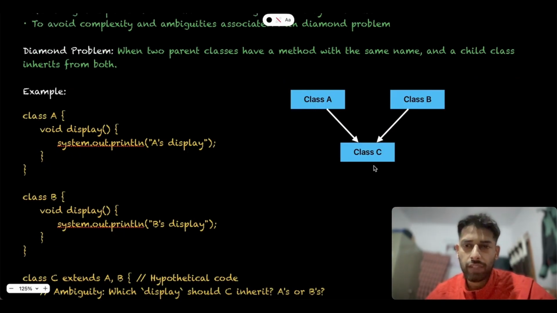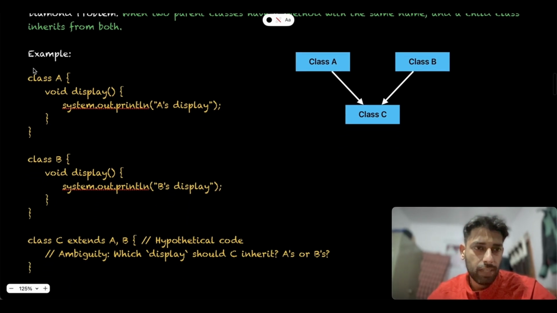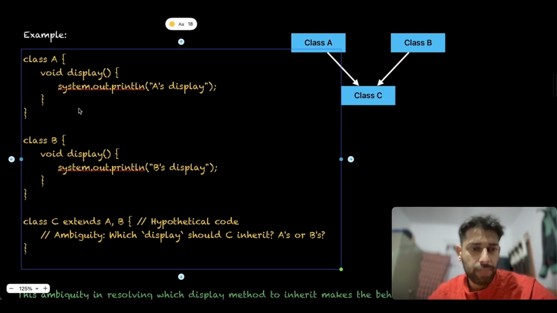So this is the structure of the diamond problem, where there are three classes involved: class A, class B, class C, and class C inherits from both A and B. Consider in this example how classes A, B and C are there. In class A there is one method named display. It has its own implementation.